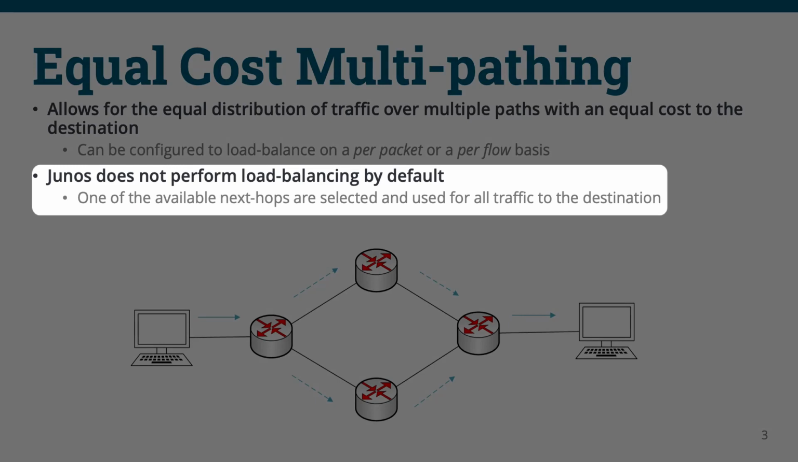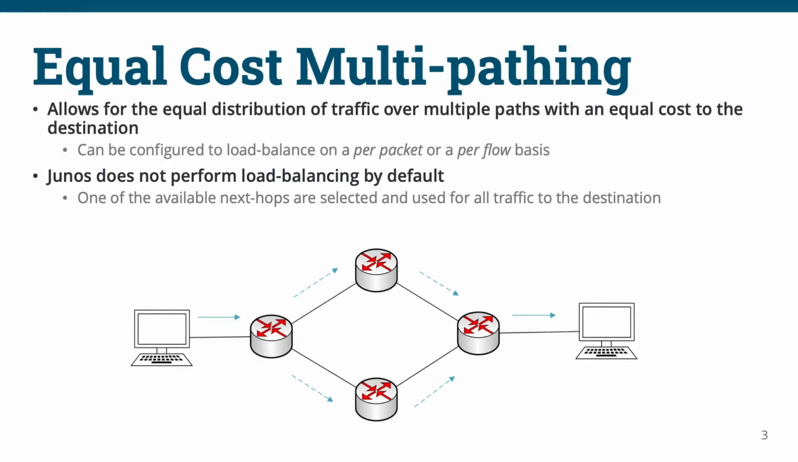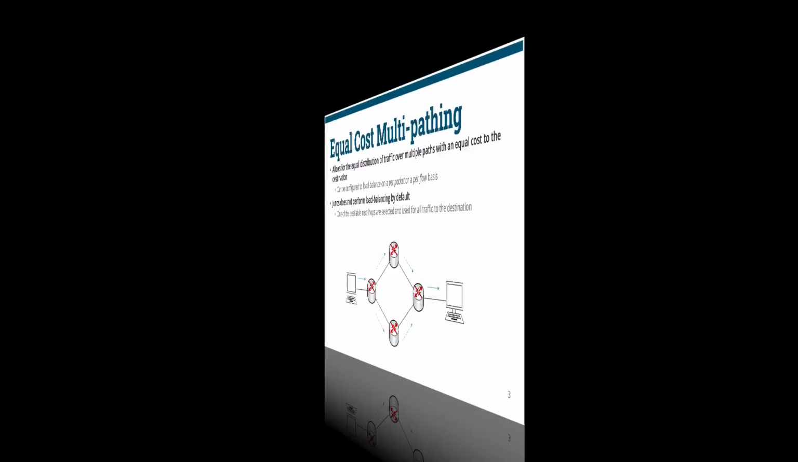By default, Junos does not perform ECMP. If equal cost paths are available, Junos will simply select one to use as the next hop installed for that destination, and all packets destined to that route will be forwarded to the selected next hop. Let's dig a little more into the differences between per packet and per flow load balancing behavior.